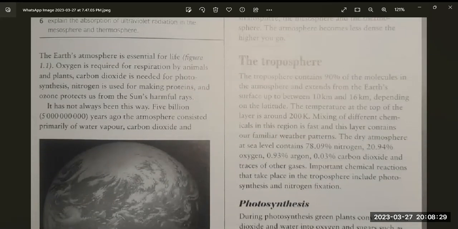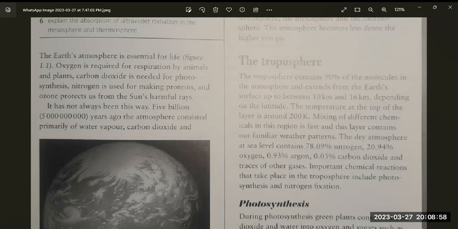It says the troposphere contains 90% of the molecules in the atmosphere and extends from the Earth's surface up to between 10 kilometers and 16 kilometers, depending on the latitude. The temperature at the top of the layer is around 2,000 kilometers. Mixing of different chemicals in the region is fast, and this layer contains our familiar weather patterns, right? That's the troposphere.